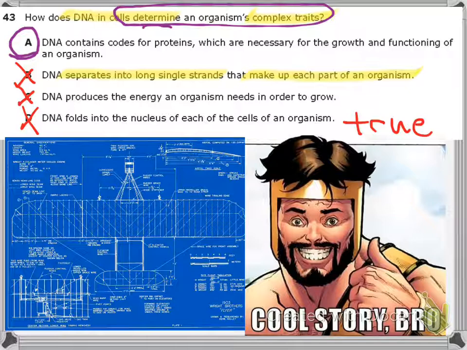Well, let's look at A. DNA contains codes for proteins which are necessary for the growth and functioning of an organism. That's true. It's the code. It's the blueprints, as we circled right there. And those blueprints code for certain proteins that have certain functions in your body, whether it's your hair, your nails, your eyes, skin, all that stuff. So remember, the code is what DNA is, and that's what codes for the traits. So there you go. The answer is A.